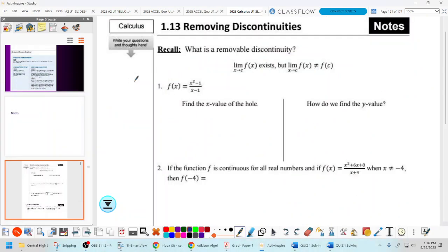Alright, so 113, we're just talking a little bit more about how to remove a discontinuity. We only had one discontinuity that was even removable. Do you guys remember which one it was? The hole. Yeah, it's just a hole. So we need to find the point to plug the hole.